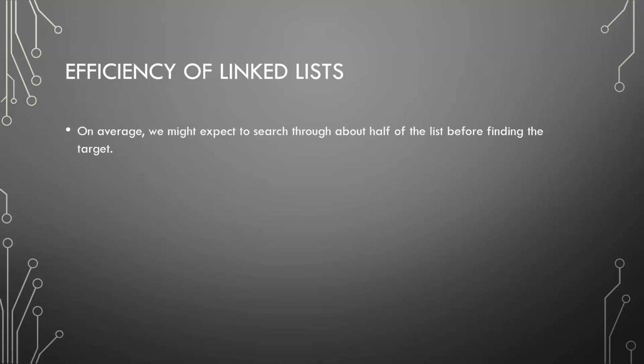On the average, we might expect to search through at least half of the list before finding the target. It may not necessarily be the halfway point. If you have 100 links, it might be at 62. But on average, you're going to have to go through at least half the list. So this case would then require n over 2 steps.